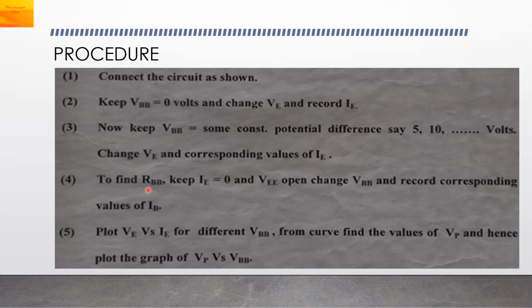To find RBB, we keep IE equal to 0 with VEE open, and change VBB and record the corresponding values of IB. Plot a graph of VE versus IE for different values of VBB. From the curve we can find the values of VP, that is the peak point voltage, and hence plot the graph of VP versus VBB.